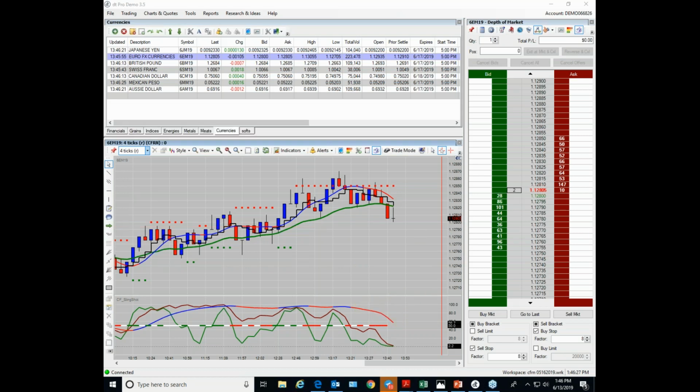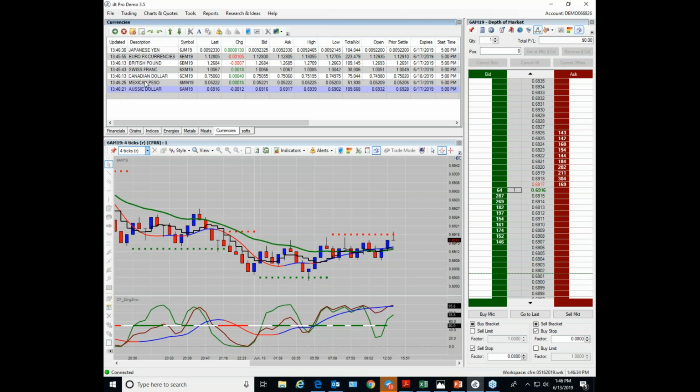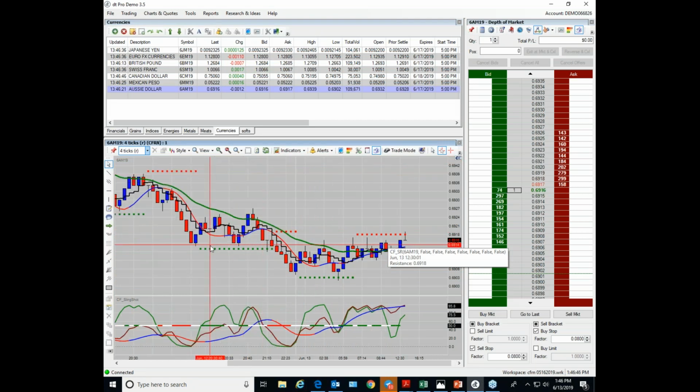Okay, so we want to stay away from the long side, the euro. So let's go right up the Aussie dollar. Sideways, easy and obvious. Double bottom, quadruple top here, dynamic support and resistance, side by side.